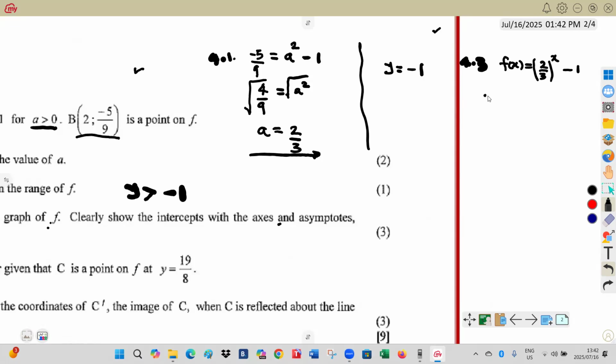Then what's the y-intercept? We have to know the y-intercept, we substitute x equal to 0. So if we substitute x equal to 0, our y will be equal to 2 over 3 to the power 1.